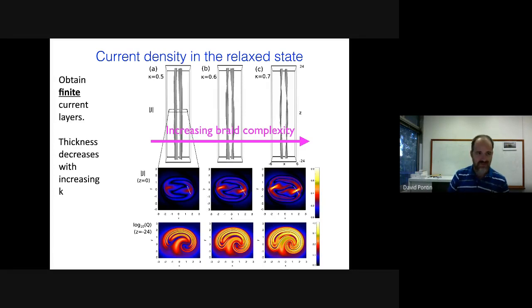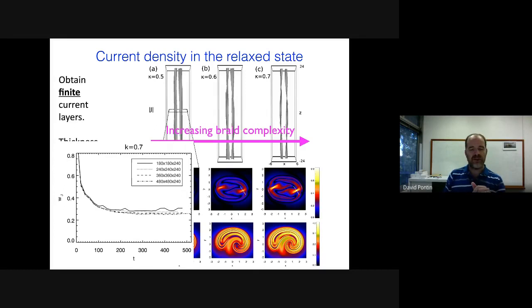So to double check that these are finite current layers, there's no underlying unresolved structure, we've made a scaling study with the numerical resolution to show that as we sequentially increase the resolution, those current layers stay of the same thickness and the current density stays of the same size as we continually increase the resolution.